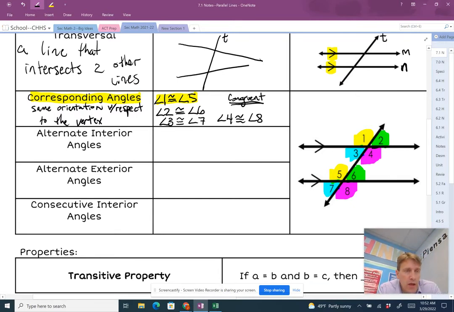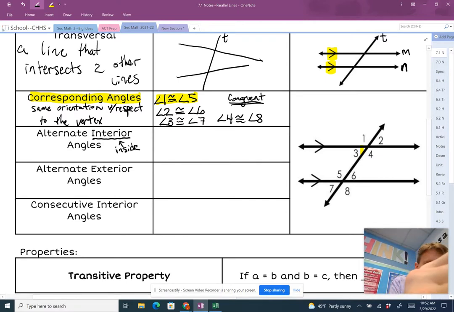Alternate interior angles. Angle 3 is on one side. First off, let's just highlight the fact that interior means inside. And so when you're talking about inside, we're talking about the part between the two parallel lines. So those are the angles on the outside: 1 and 2 are not, 7 and 8 are not, but 3 and 4 and 5 and 6 are.